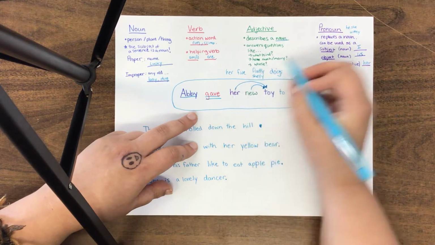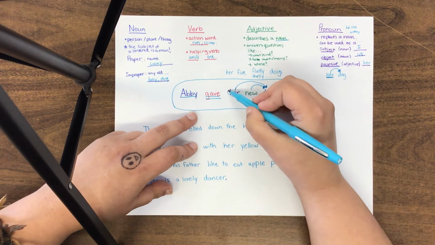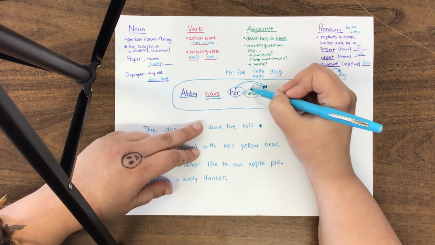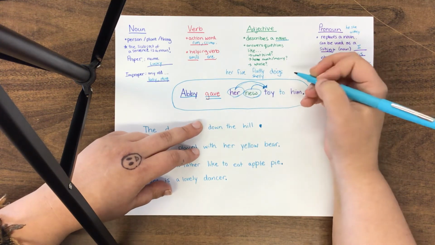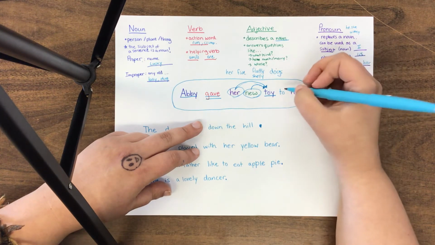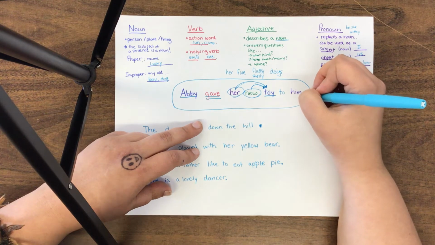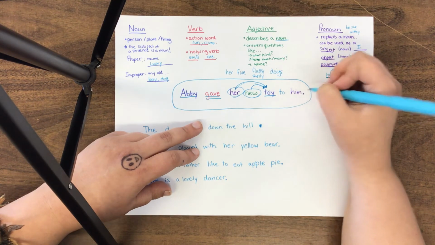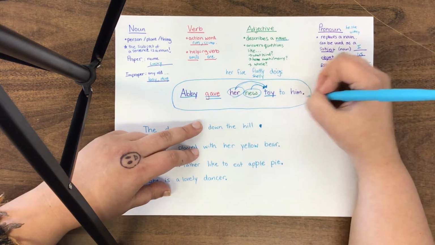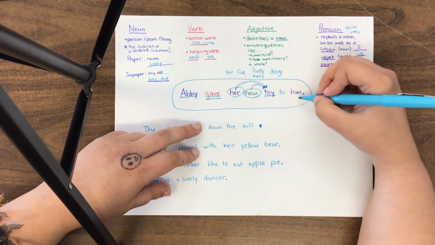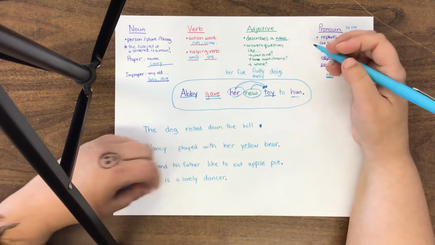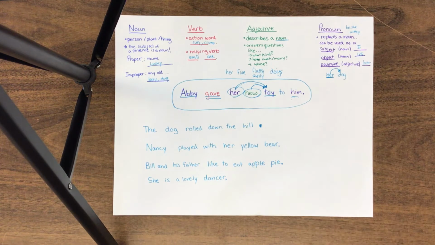So even though her is a pronoun, we also consider this one an adjective pronoun because it is describing something else. The same with new. New is an adjective. It describes toy. Toy is a person, place, or thing, so it would be a noun. And then finally to him. Him, in this case, is also a pronoun, but him isn't describing anything, so we would consider that our objective pronoun. It's an object, it's not actually describing anything. And so there we go, grade 4s. That's how we tell our things apart in our sentences.